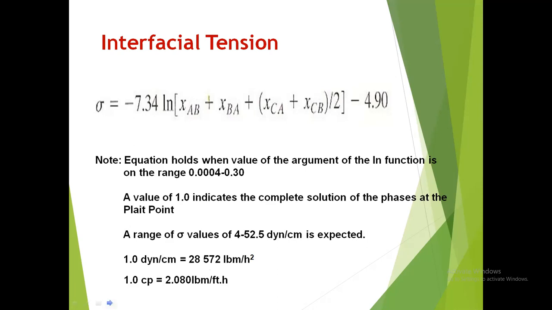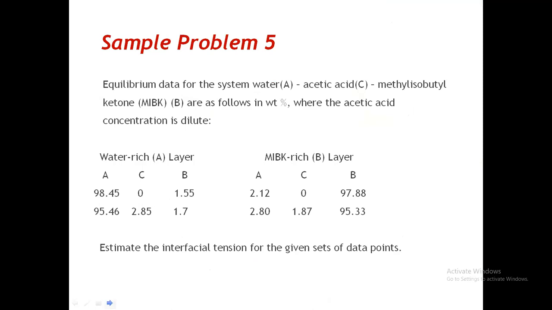Now the problem that I placed here, sample problem number 5, is exactly the same as the sample problem shared by John Kuplis in his book on principles of transport processes and separation processes. Here, you are to estimate the interfacial tension given the set of data points. Now, the water-rich layer and the MIBK-rich layer have the following composition.